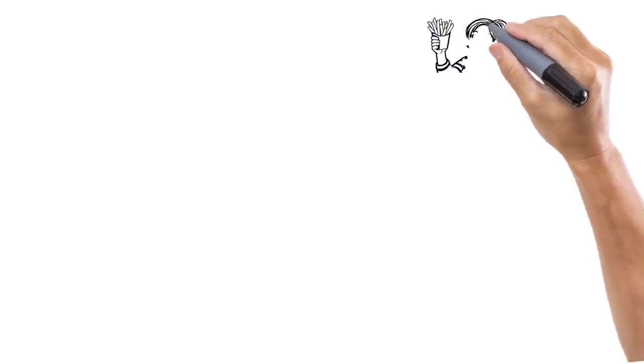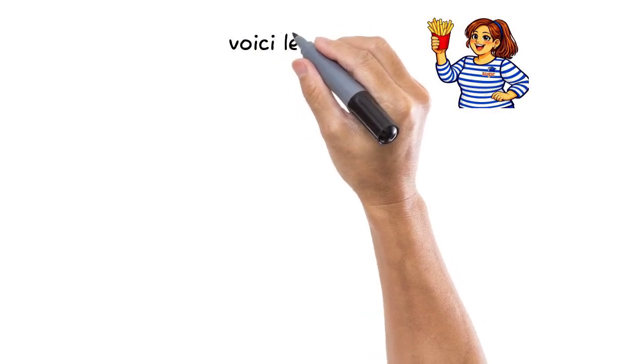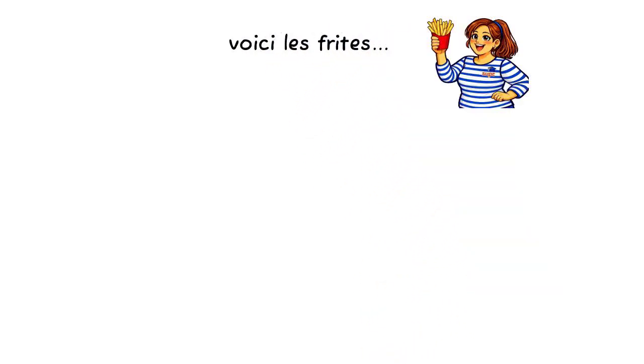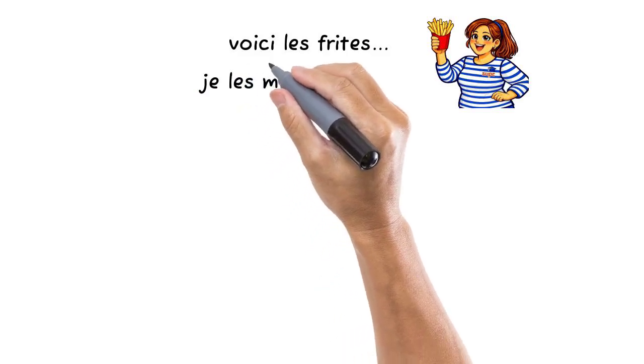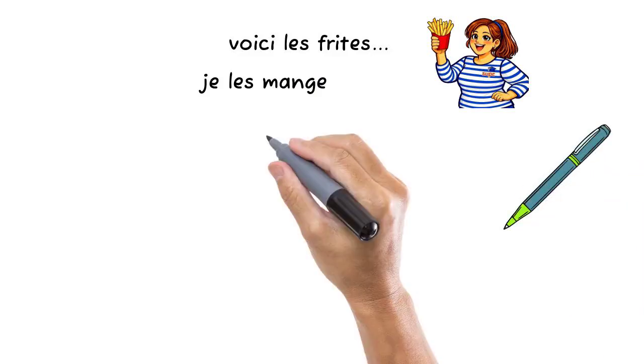So let's have a look at some sentences in action, and some context to how we might use this. So voici les frites, here are the fries. We don't want to repeat the fries again, so we're going to say je les mange, I am eating them. Rather than saying here are the chips, I am eating the chips, we just want to say here are the chips, I am eating them.